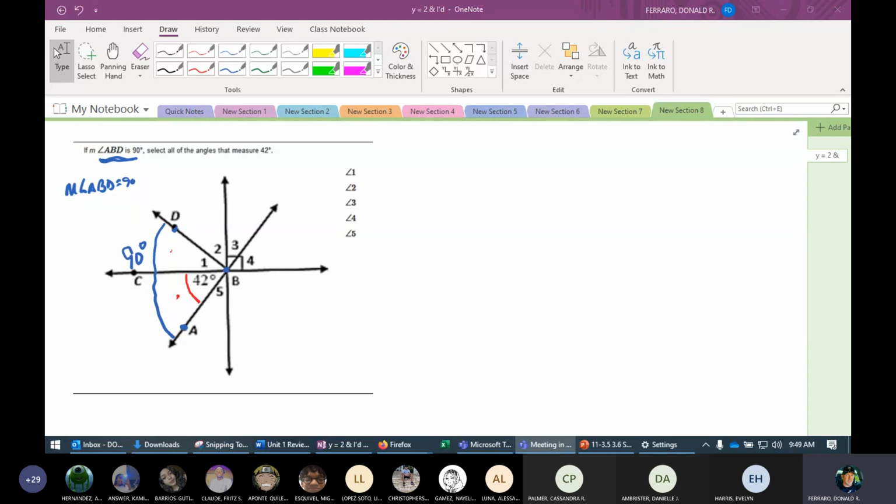Dylan says 48. Does anybody agree with him? Cassie says 48. Kinski says 48. All right. So the measurement of this angle is 48 degrees. All right. So I will mark that in blue. Now, I want to clean that up a little bit.